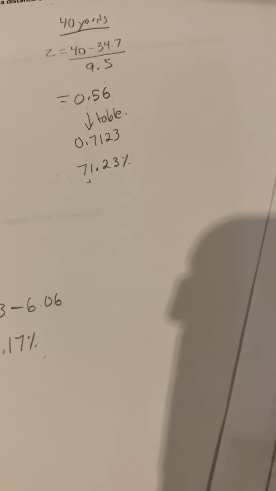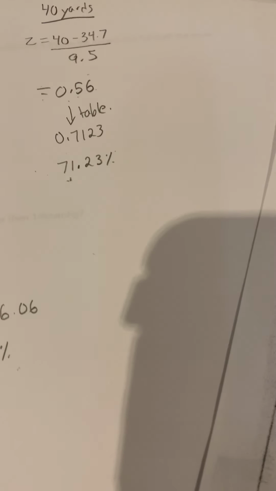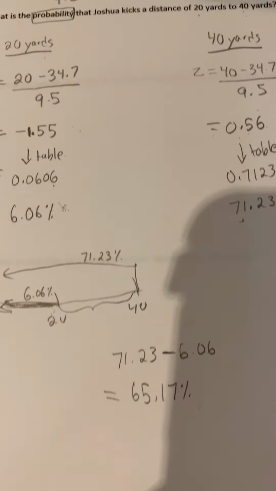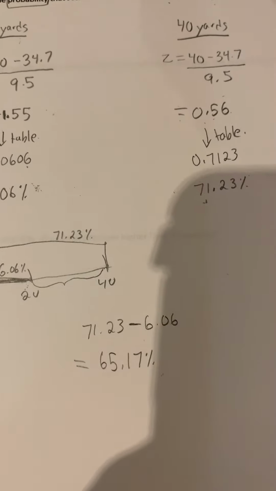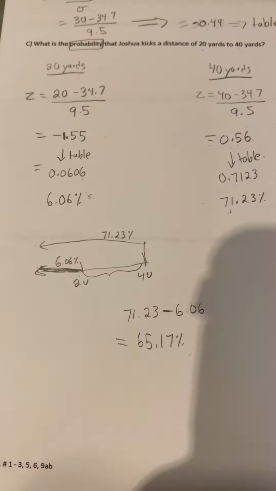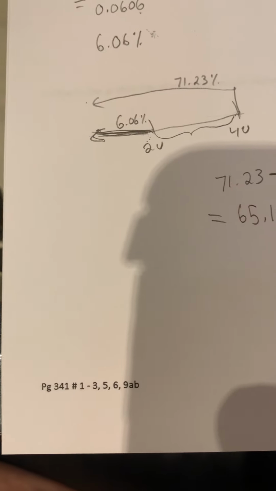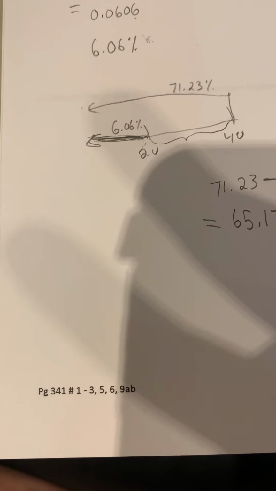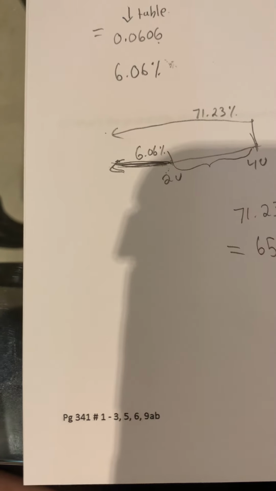Okay, I believe that's all for this lesson. Okay, so try this out. This is probably one of the most important lessons of this chapter, which is figuring out the probability. The homework here is listed at the bottom. So page 341, 1, 2, 3, 5, 6, 9, A, B.